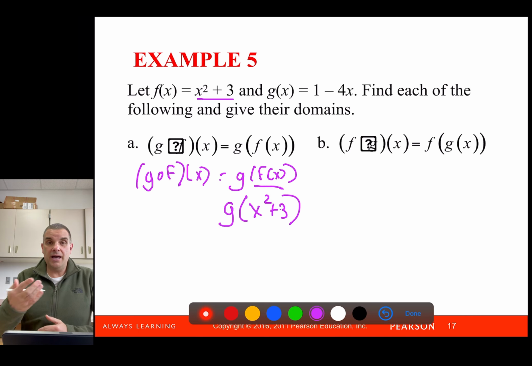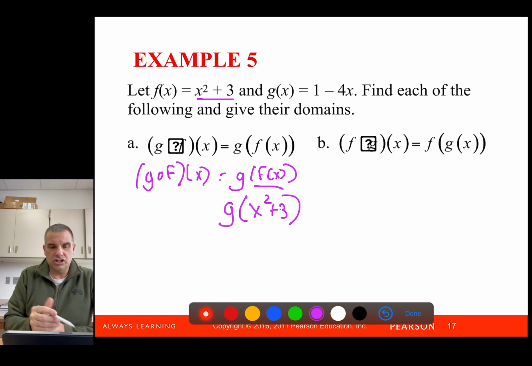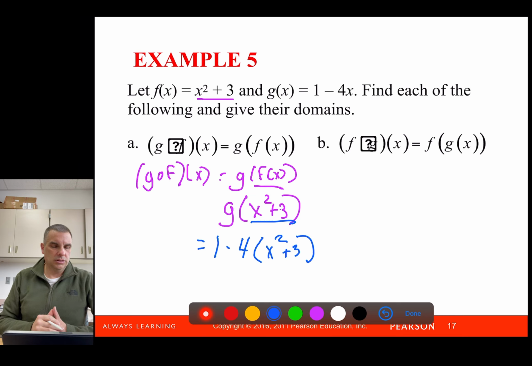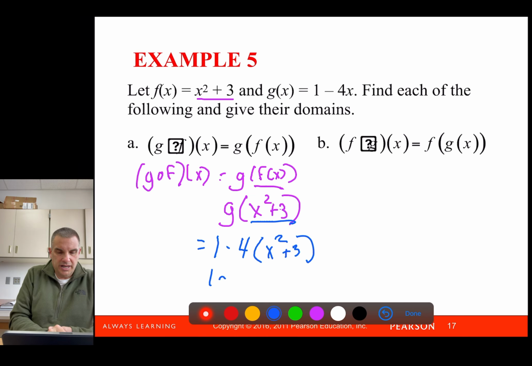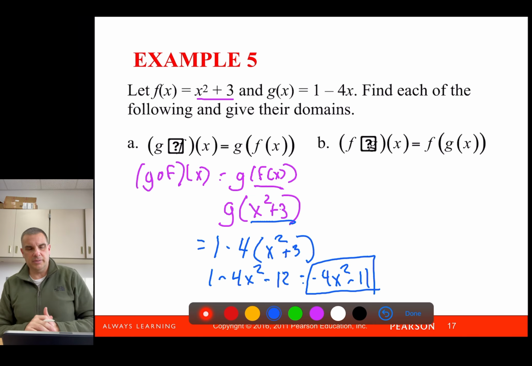So then what that means is that in our g function, anywhere we see an x, we are going to replace it with x squared plus 3. So our g function is 1 minus 4x. So I'm going to replace the x with x squared plus 3. So in a sense, we're writing a rule in this case. So that's 1 minus 4 times x squared plus 3, which is 1 minus 4x squared minus 12, which is equal to negative 4x squared minus 11. Domain for this, again, is going to be all reals because we're not dividing by anything.